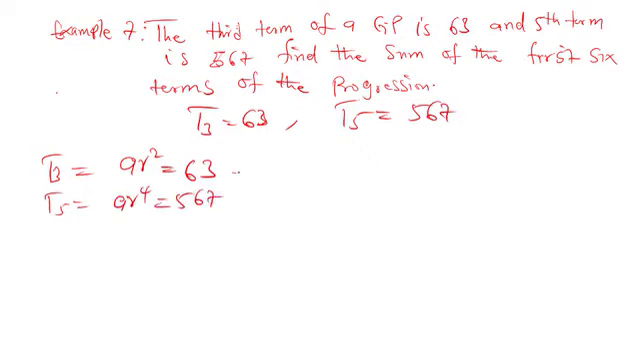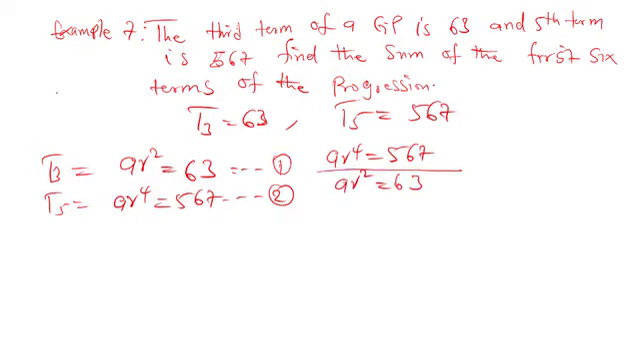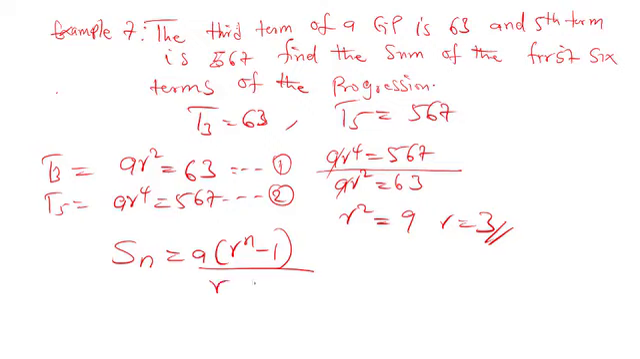Now let's have it this way, that ar^4 is equal to 567 and ar^2 is equal to 63. Let's divide by this, so a goes off. You have r^2 equals 567 divided by 63, we have 9. So the value of our r is 3. So for that, find the sum of the first 6 terms. Since our r is 3, which is greater than 1, we employ Sn equal to a(r^n minus 1) over r minus 1.